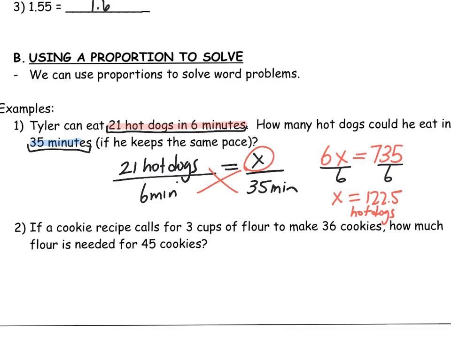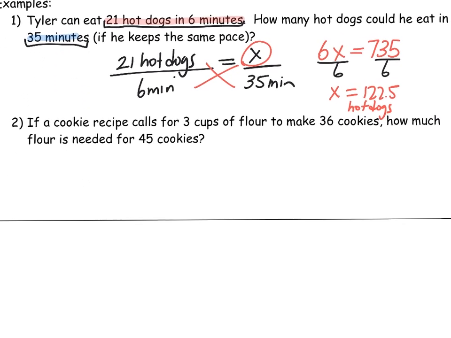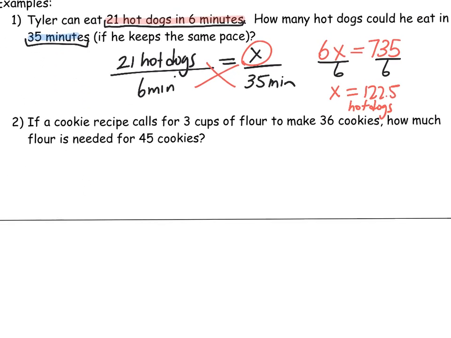Second one, if a cookie recipe calls for 3 cups of flour to make 36 cookies, so there's a set of information, how much flour is needed to make 45 cookies? So same thing, we're going to go 3 cups. We'll make 36 cookies.